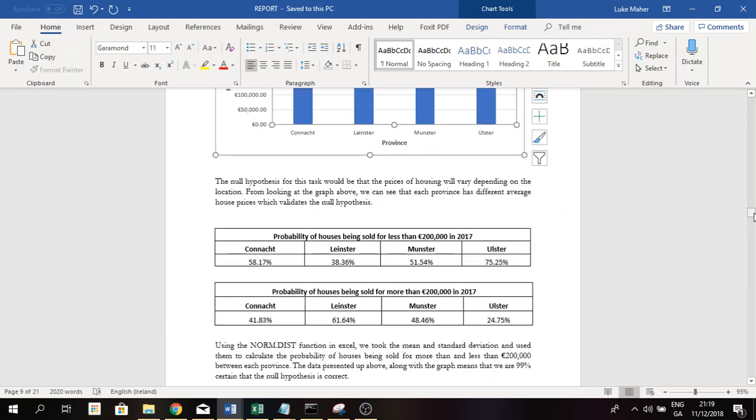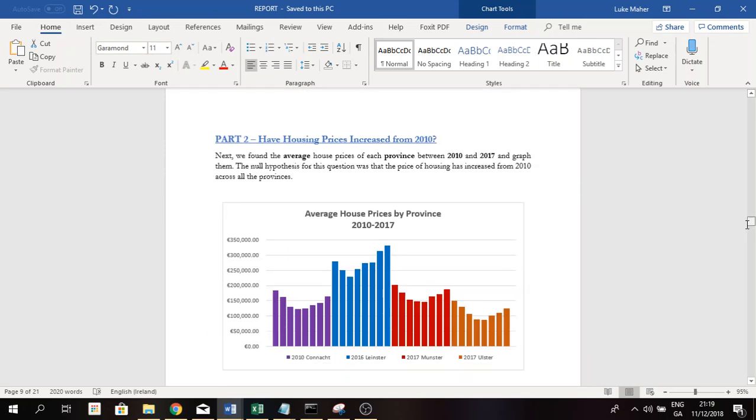And then down here in Excel, using the norm_dist function, we got these probabilities of houses being sold for more than €200,000 or less than €200,000. You can see they're all different. So this proves, for the first bit of step 4, that the null hypothesis is true.